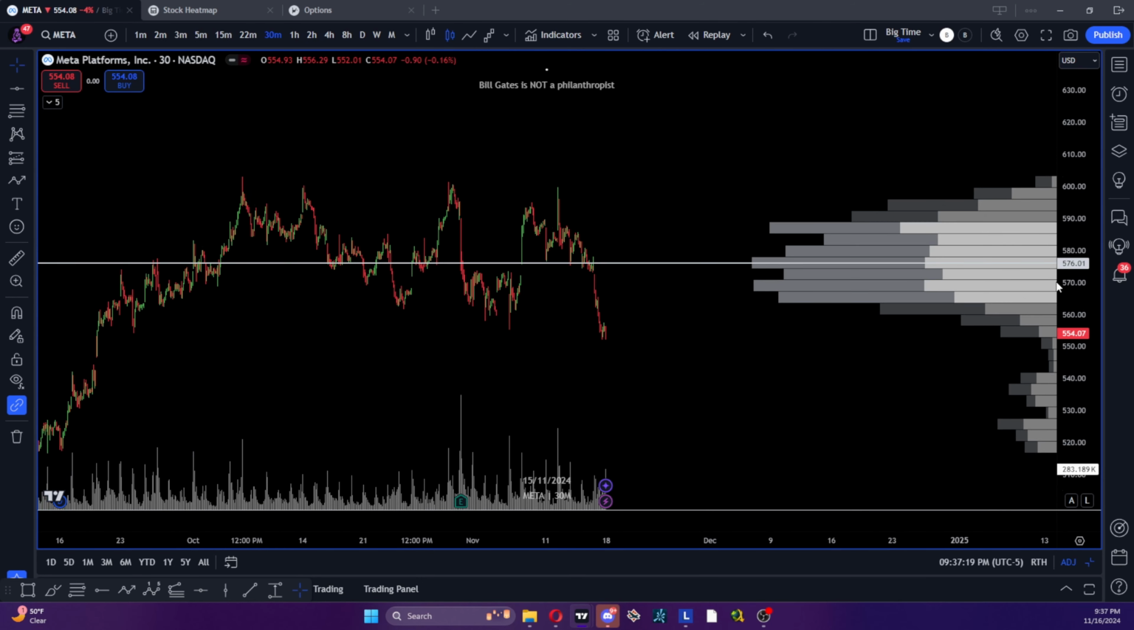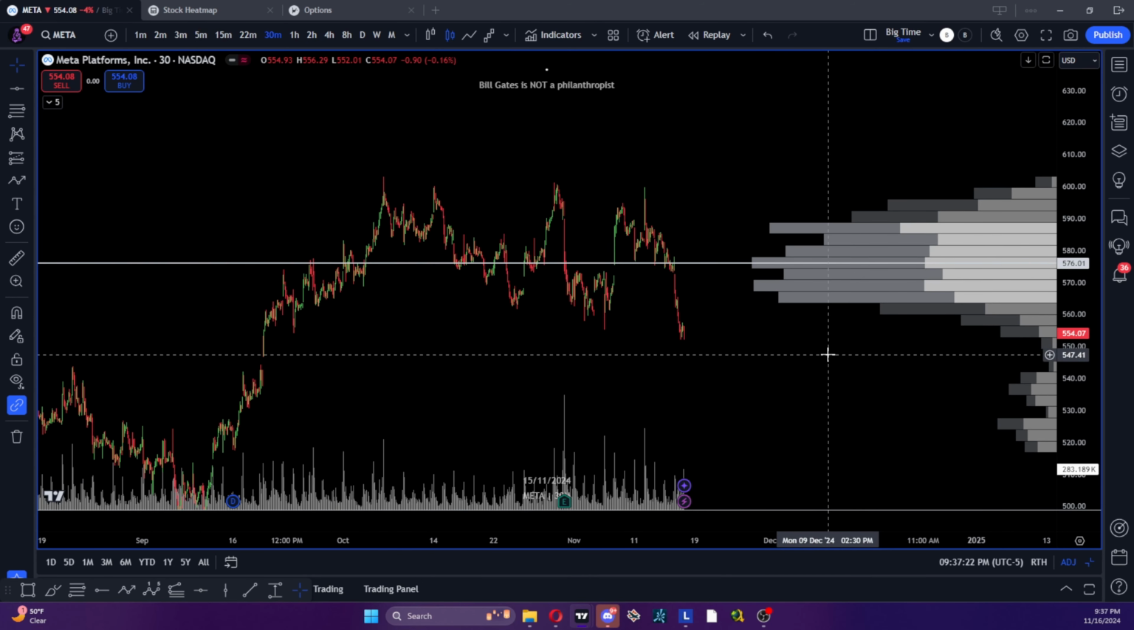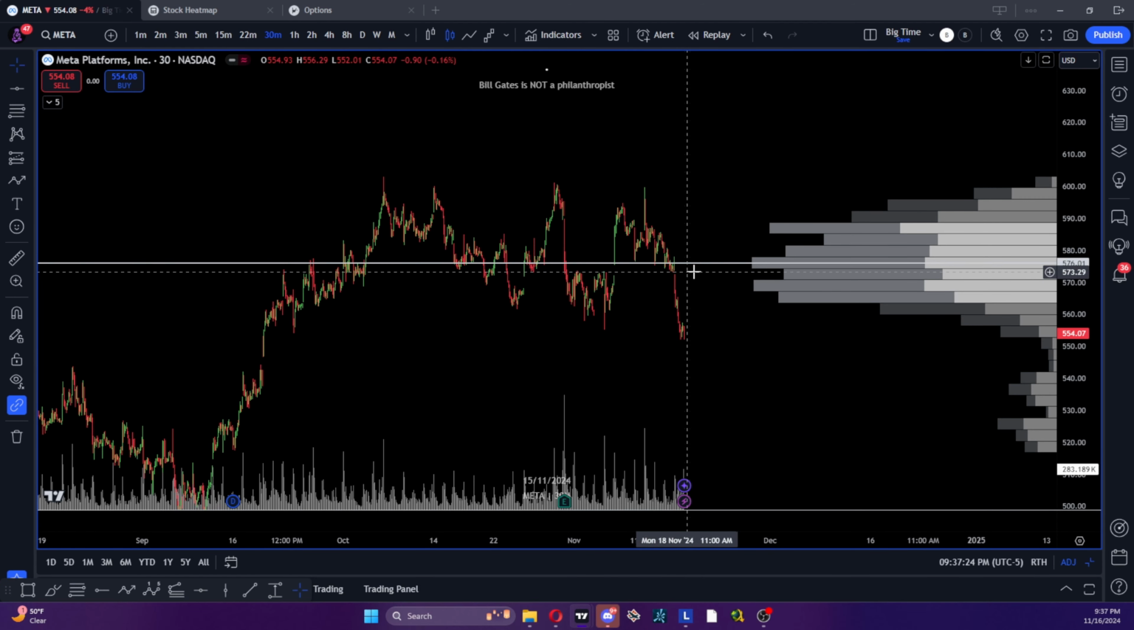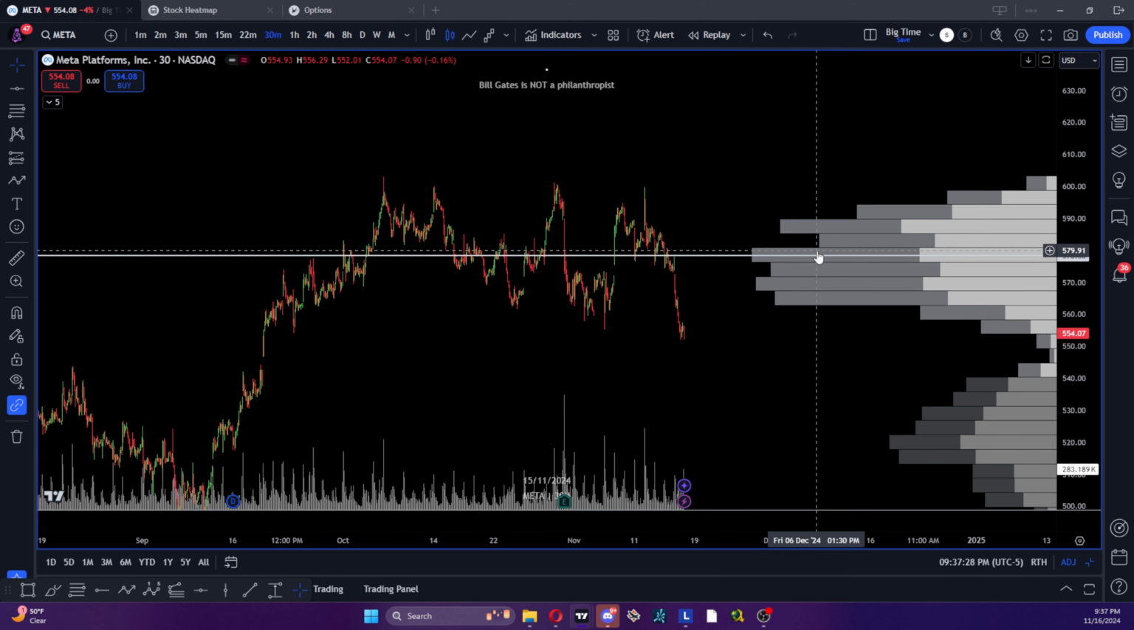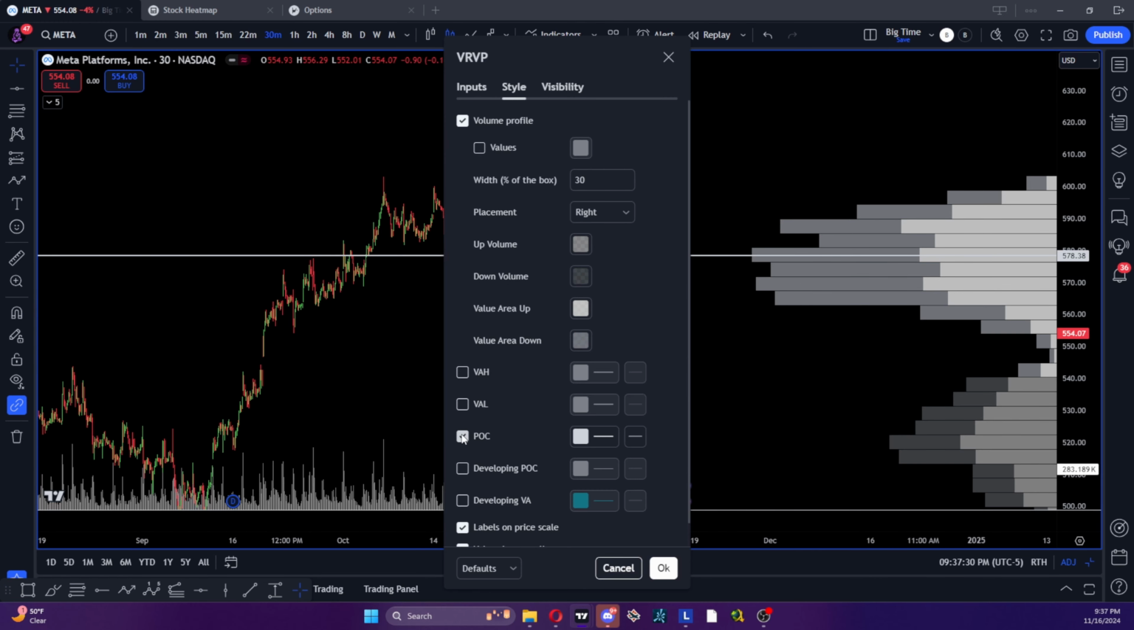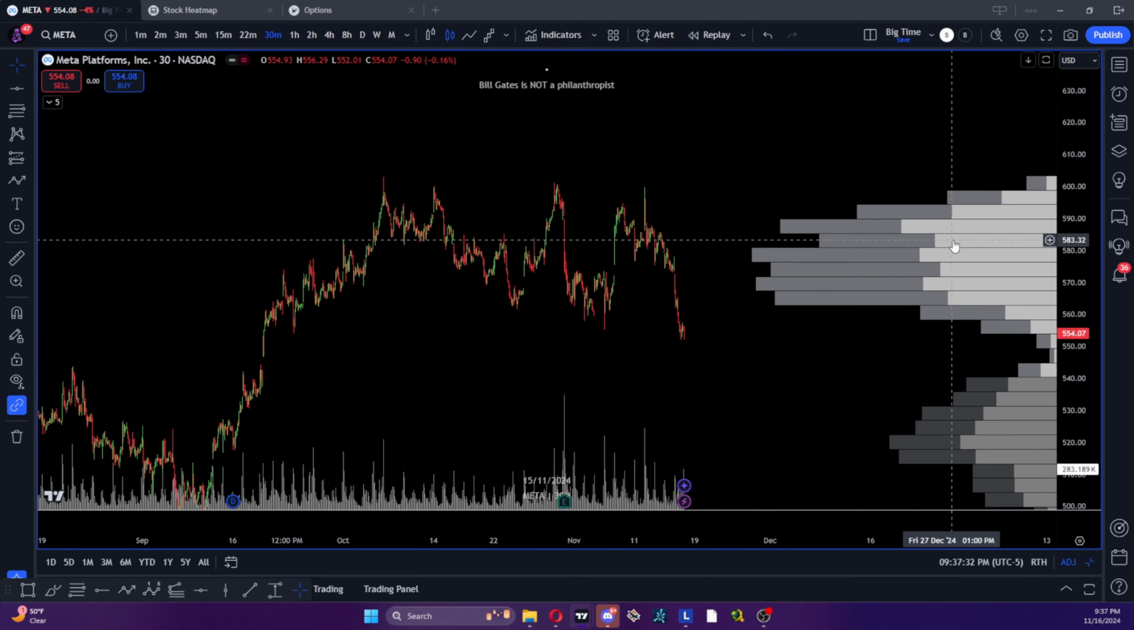The next thing that I also disable is this thing called POC. It's famously used. It stands for point of control. Basically, what that represents is the area where the most amount of shares were traded. The reason why I uncheck this ties in a little bit later on to how I use the VRVP, so I'm not going to dive into that.